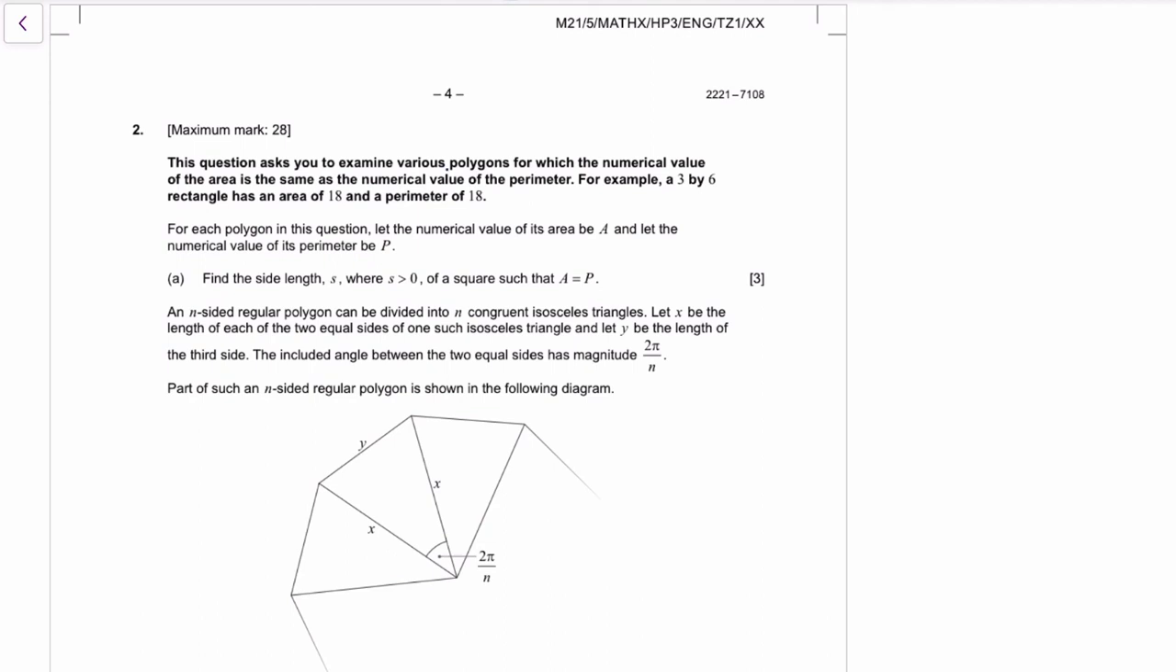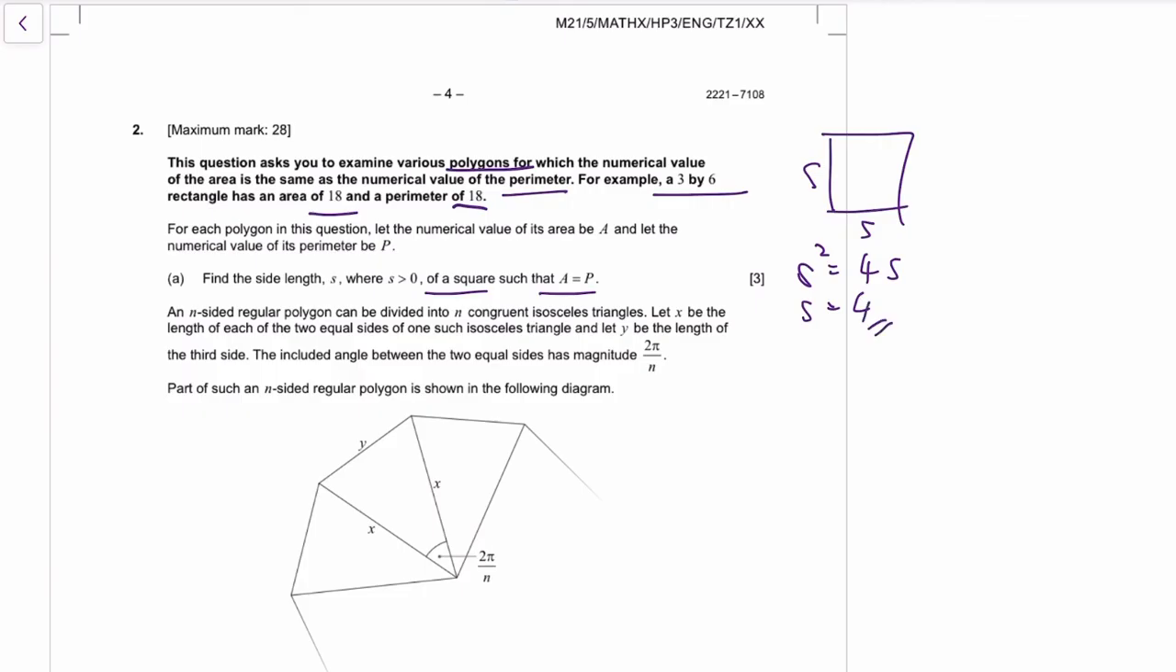So the question is, some polygons have a numerical value of the area that is the same as the numerical value of the perimeter. For example, a 3 by 6 rectangle has an area of 18 and perimeter 18. For each polygon in this question, let the value of the area be A and the value of the perimeter be P. Find the side length S of a square so that the area will equal the perimeter. Well, okay, the area is S squared, the perimeter is 4S, so S is 4.